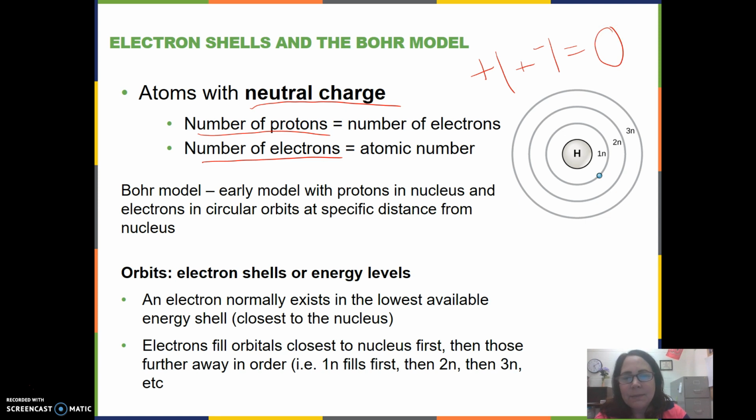Electrons in atoms will reside within energy levels or electron shells. Electrons tend to fill up the lowest energy levels first, or the ones that are closest to the nucleus. So hydrogen, for example, only has one electron, so that electron fills the first energy level, or the first orbital, closest to the nucleus.